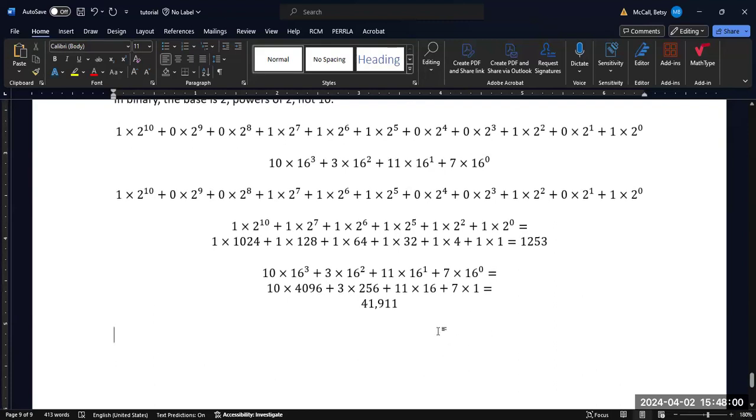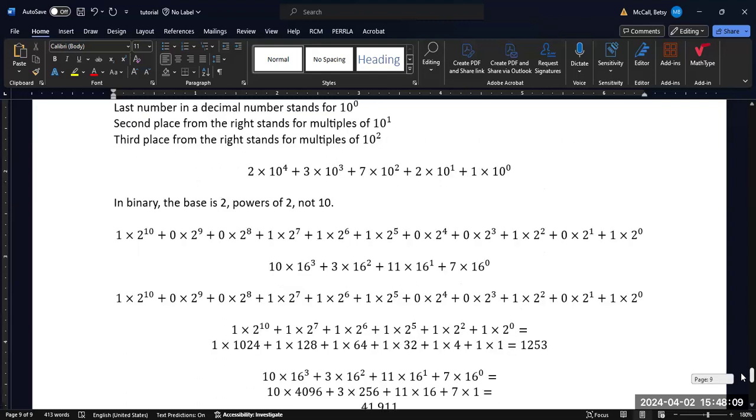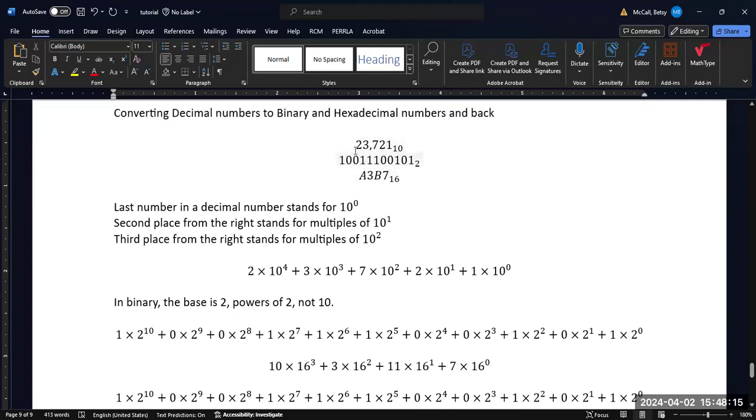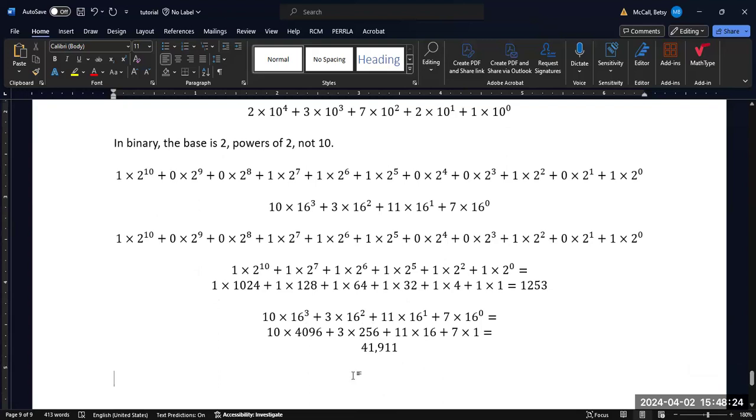So converting out of binary or hexadecimal is straightforward. Now, how do we convert into binary and hexadecimal? So let's start with hexadecimal, because that'll actually be faster than doing binary. So if I'm trying to convert 23,721 into hexadecimal, what is the largest power of 16 that is still less than the number I have?